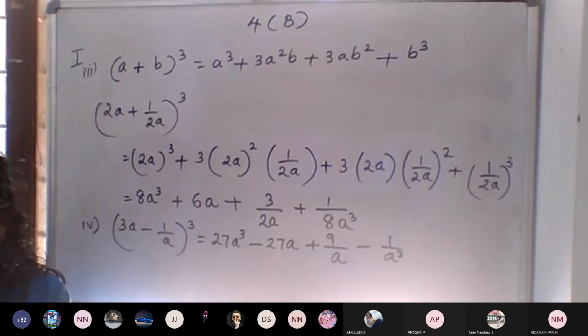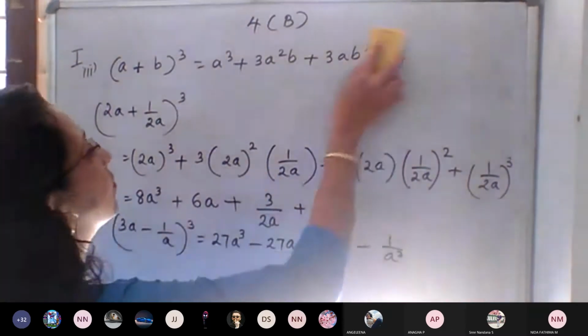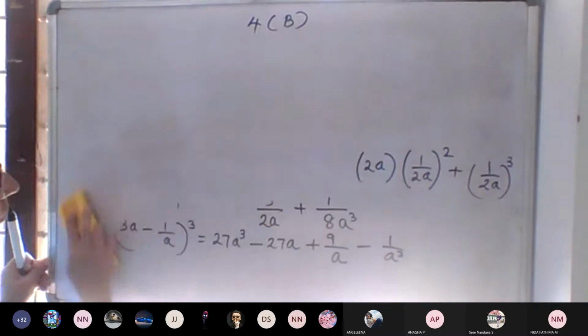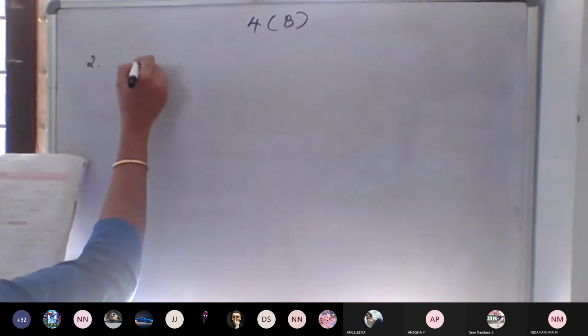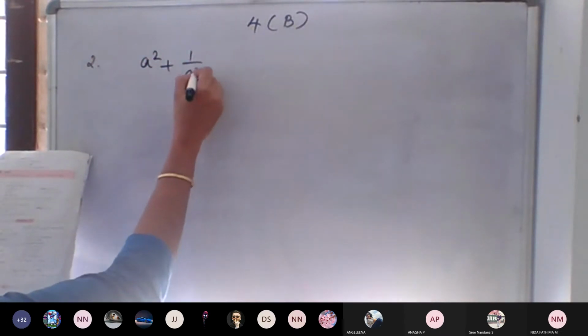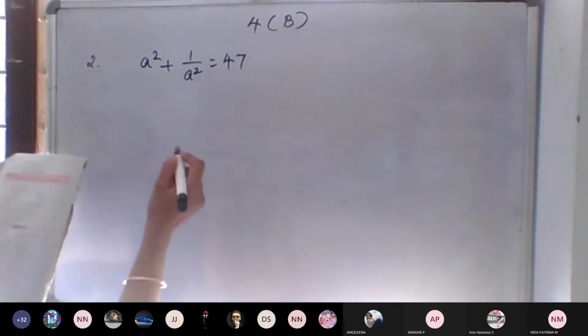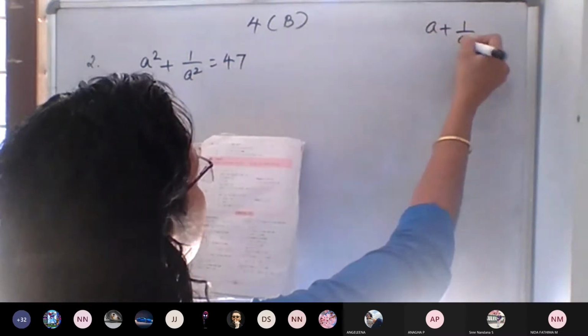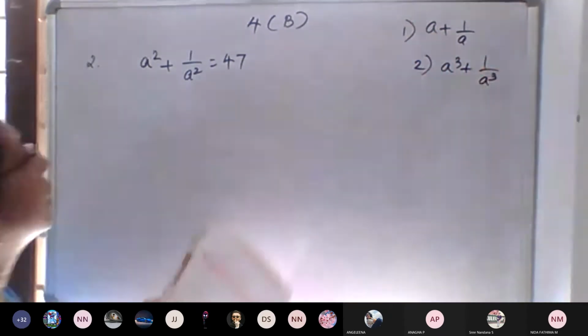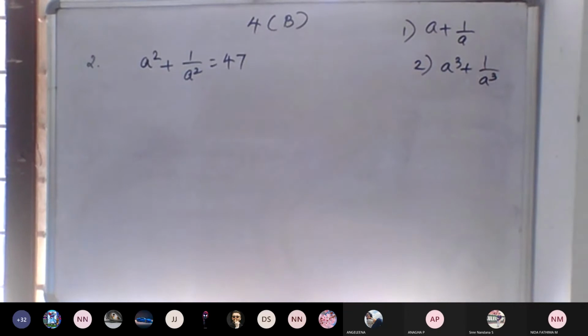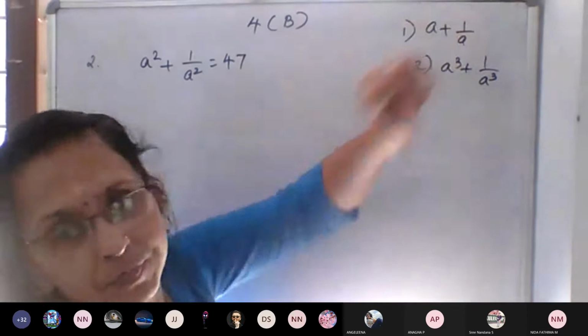Okay. a square plus 1 by a square is equal to 47. Some adjustment we have to do in this type of questions. Study well this type of questions. a square plus 1 by a square is equal to 47, a not equal to 0. We have to find out a plus 1 by a, and second one is a cube plus 1 by a cube. We have to find out a plus 1 by a.